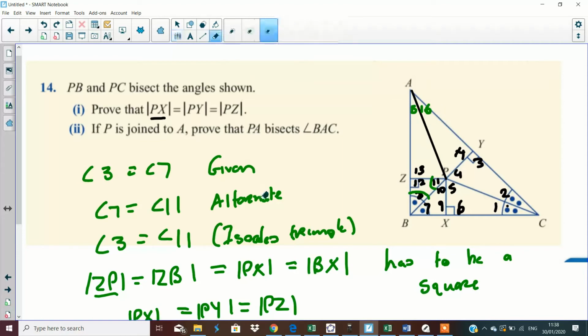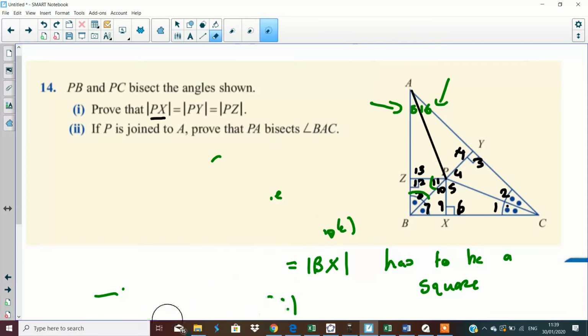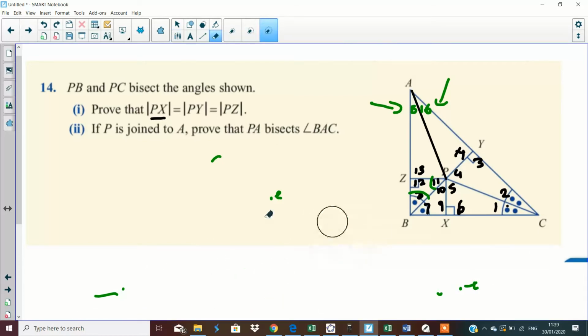It's an easy one. We want to prove that angle 15 equals angle 16. This one's 15, that one is 16. Everybody cool with that? Now what can we do next? Start it off. We want to prove that 15 equals 16. Yes, sir.